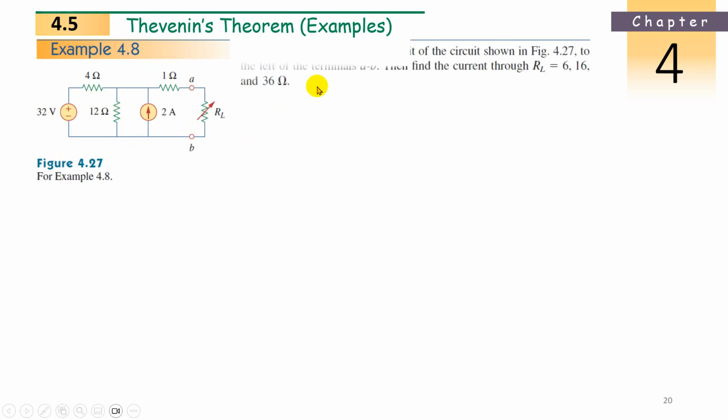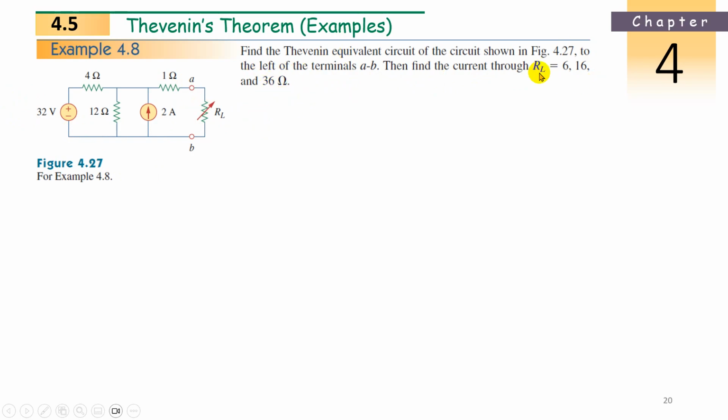So what is the question? Find the Thevenin's equivalent circuit of the circuit shown in the figure to the left of terminals A and B. To the left of terminals A and B, we want to find the Thevenin's equivalent for these branches: three resistances, one voltage source and one current source. Total how many? Five. So five elements we are minimizing into two elements: one voltage source and one resistance. That's it. Then find the current through RL, when RL is 6 ohms, 16 ohms and 36 ohms. It's varying.